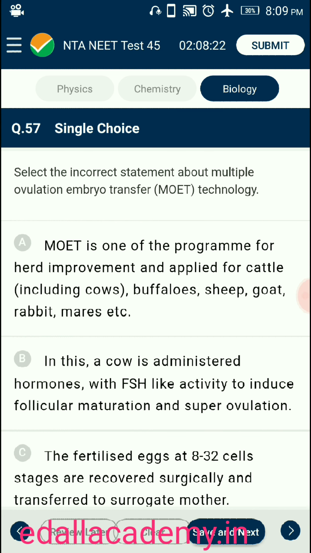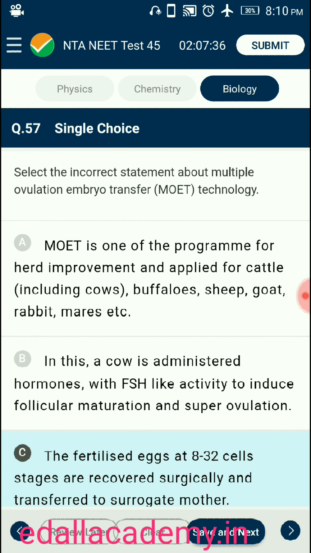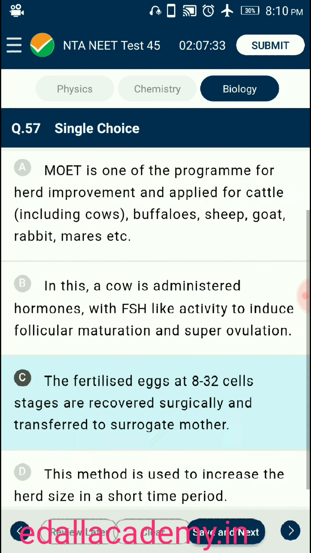Question number 57. Select the incorrect statement about multiple ovulation embryo transfer technology. In embryo transfer technology, instead of one egg, 6 to 8 eggs are produced per cycle. It is generally called multiple ovulation. After artificial or natural insemination, all of these eggs are fertilized. These fertilized eggs at 8 to 32 cell stages are recovered non-surgically and transferred to surrogate mothers. So the answer for this question is option C. The statement that fertilized eggs at 8 to 32 cell stages are recovered surgically and transferred to surrogate mother is the incorrect statement about the multiple ovulation technique.